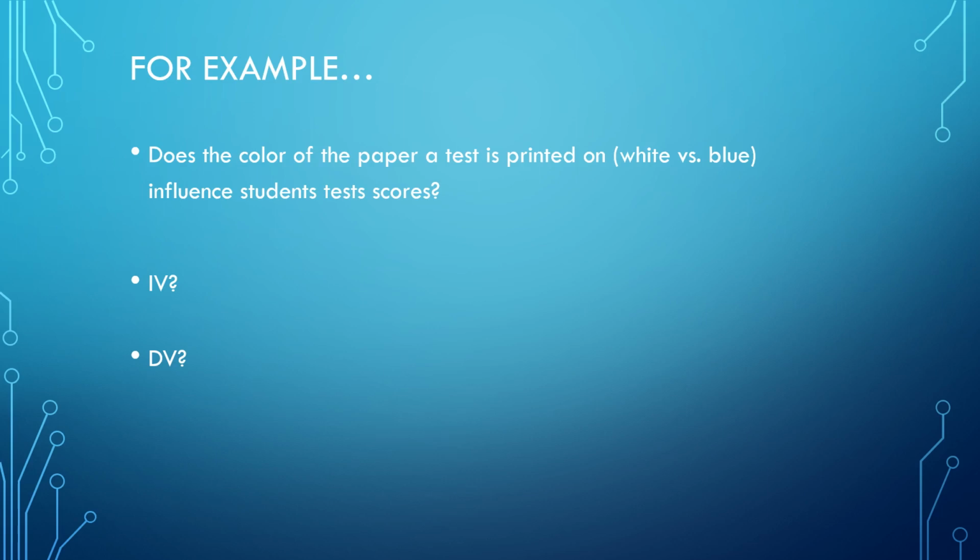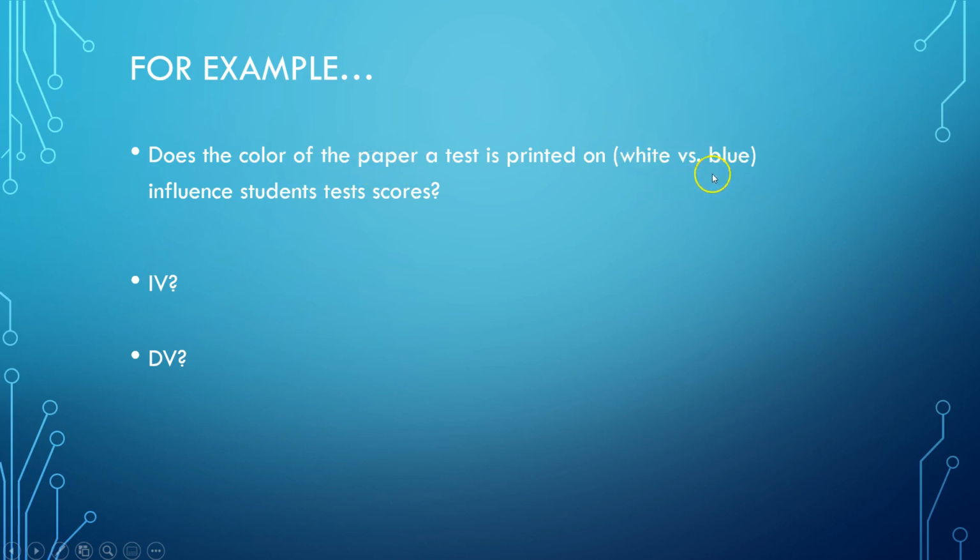So hopefully you did that. So the independent variable would be color of paper. It's what I'm manipulating. The levels are white versus blue. It would be incorrect if I said the independent variable is white versus blue, because that's not really what I'm manipulating. My independent variable is the color of paper, and the levels are white versus blue.